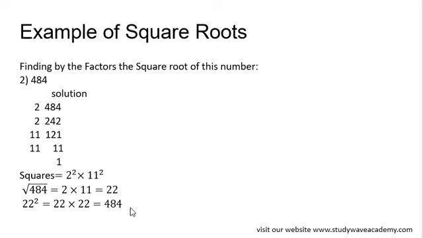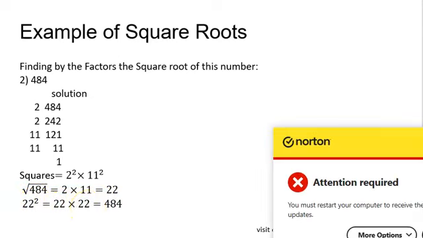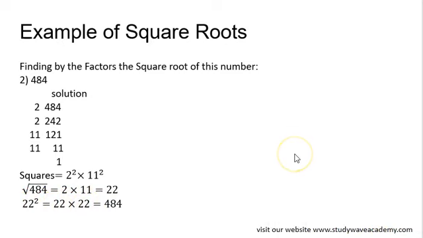We have to remember squares involve multiplying a number by itself, and square roots involve finding the number that, when multiplied by itself, equals the original number. Just like we have here, 22 times 22 will give us 484. And 22 squared, or 22 raised to power 2, means 22 times 22, right? I hope you understood this. We understood the examples we did, right?